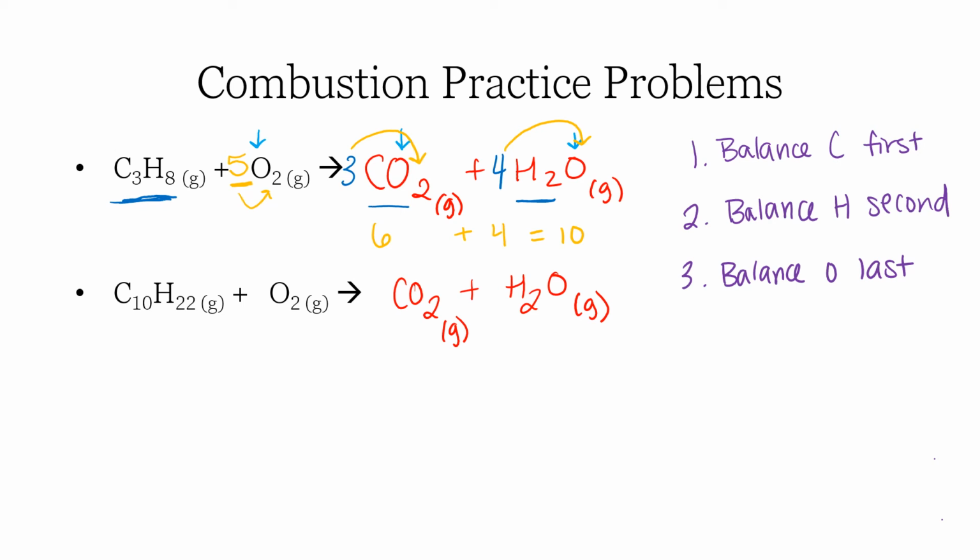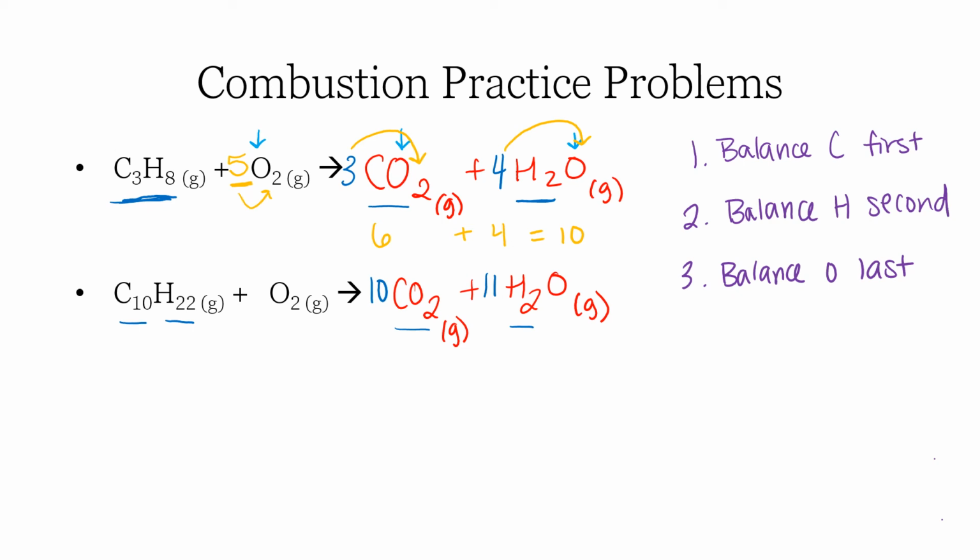So again, start with carbon. In the hydrocarbon, we see we have 10 carbons. In carbon dioxide, we see we have 1, so we're going to add a coefficient of 10. In our hydrocarbon, we see that we have 22 hydrogens here, whereas in our water molecule, we have 2, so we're going to add a coefficient of 11.